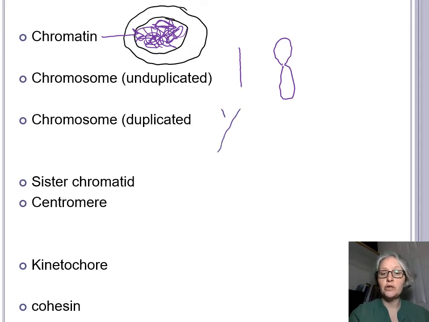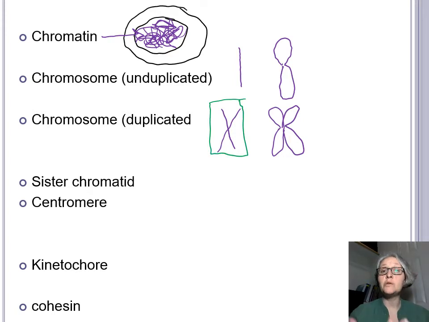You'll often see duplicated chromosomes drawn as an X, or sometimes they're drawn in more of that structure. Those 2 structures are duplicated chromosomes. On duplicated chromosomes, that X is still just counting as 1 chromosome. Yes, it's been duplicated, but that is 1 chromosome. Likewise, when you have an unduplicated chromosome, that still just counts as 1 chromosome.